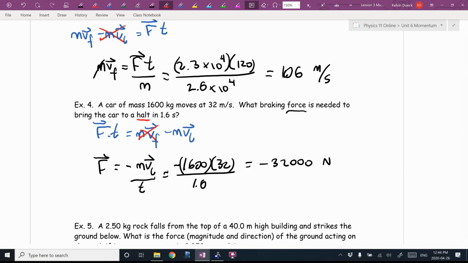So this means here, in the opposite direction of vi. So if I had told you a direction in this question, you could actually find the force, both magnitude and direction.